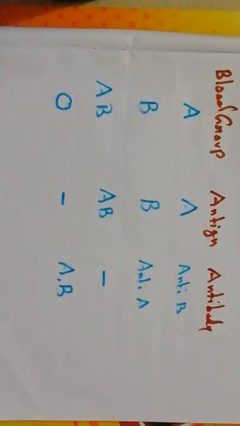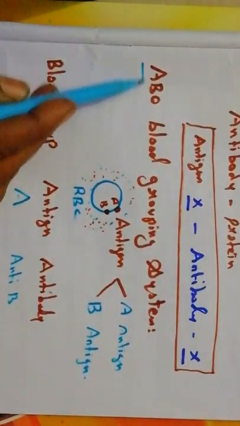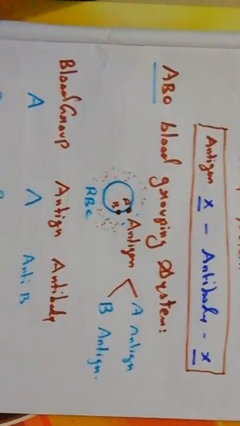Do you get me? This is how blood grouping is categorized as per the presence or absence of antigen A and B. So this system is known as the ABO blood grouping system. ABO blood grouping system. Okay.